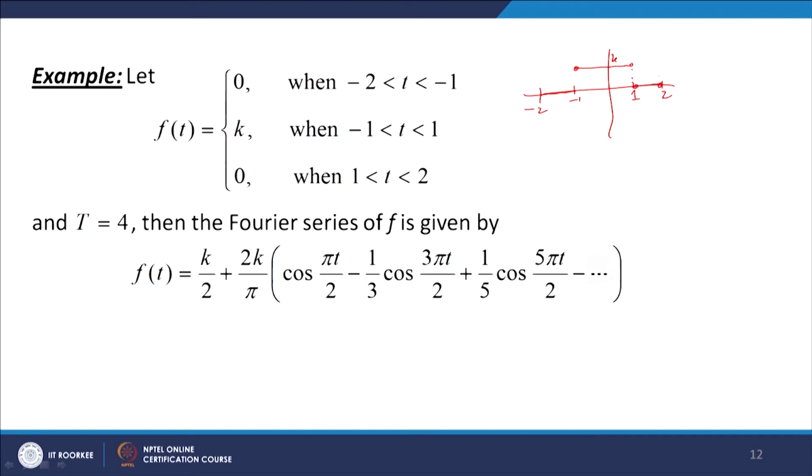Okay. So, you can see here, and then T is equal to 4. Okay. So, it is a periodic function with period 4, f(t plus 4) equal to f(t), that is given to us. So, if you look at the graph of this function over minus 2 to 2, we see that the function f is an even function.